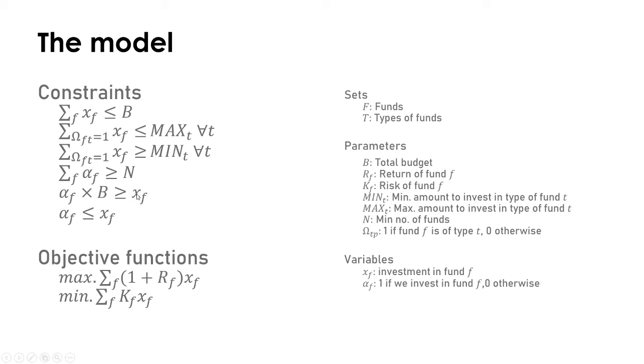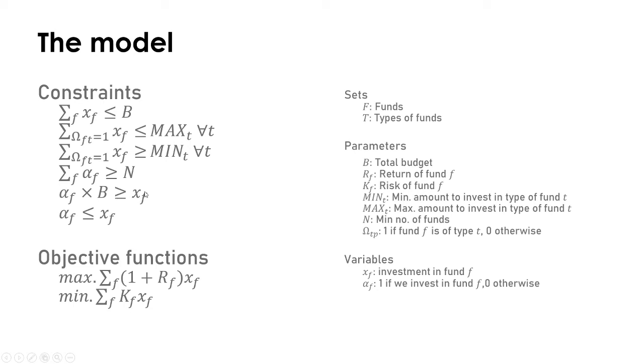The first one says that if xf is larger than 0, for this to occur, and this is the budget, it's like what we call in linear programming a big M, but it's the budget. If this is larger than 0, for this to be satisfied, alpha f should be 1. Because if it's 0, that is 0, and that is not larger or equal to any value that is larger than 0.